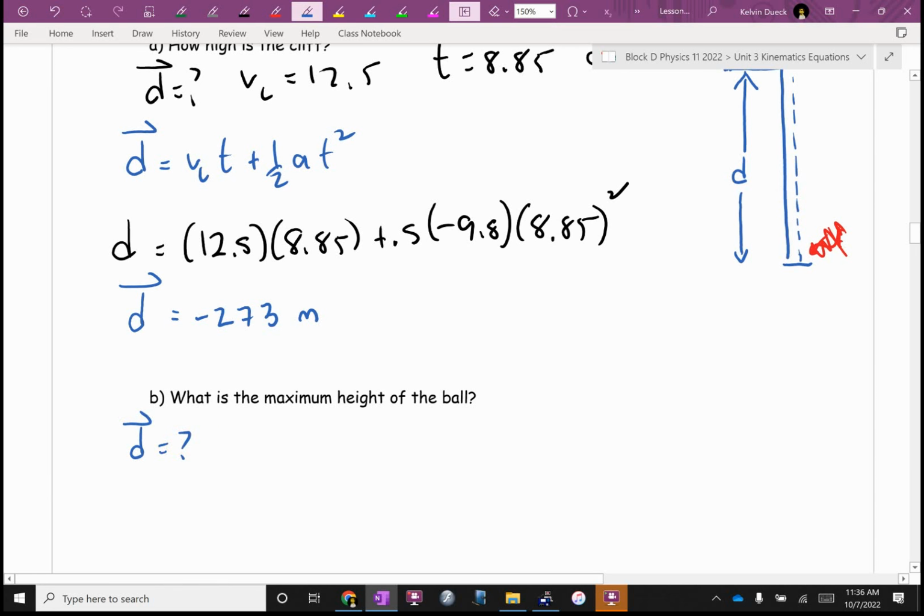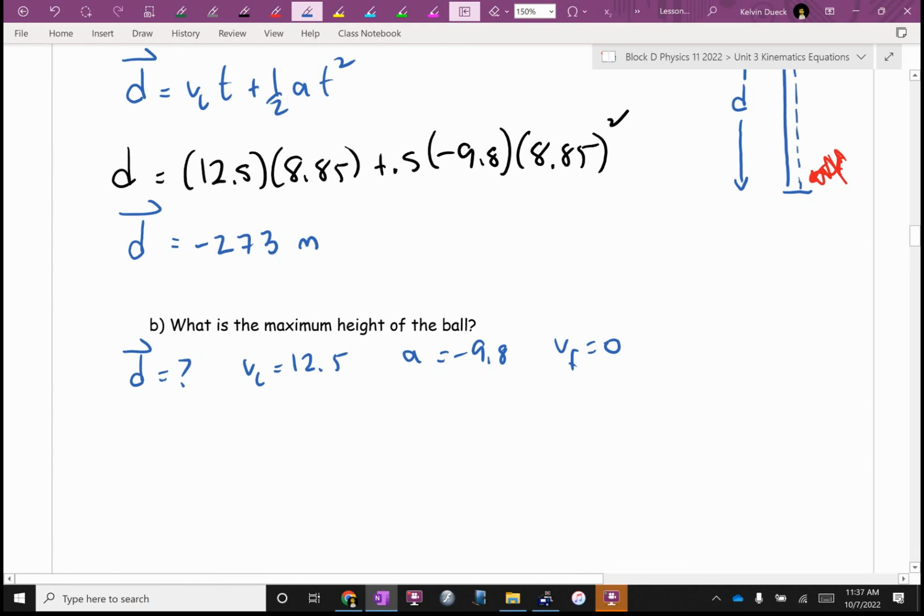Is VI still 12.5? Yes. Yep. What else do I know? The acceleration. What's the acceleration exactly as a number? Yep. What else do I know, Gerard? Oh, Aaron, here VF is 0 at the top. Yes. Which equation, Ella? And get the D by itself, please.